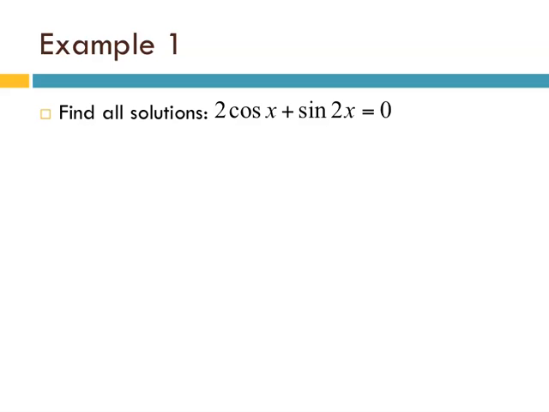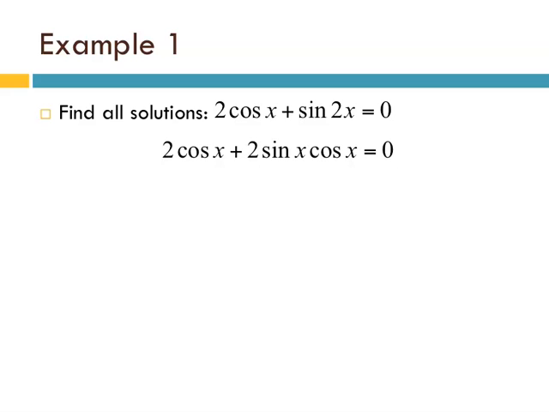So using the double angle formula, this gives us 2 cosine of x plus 2 sine of x cosine of x equals 0. Now we still have both sine and cosine in there, but we are able to factor out a cosine of x from both of those terms. So let's do that.